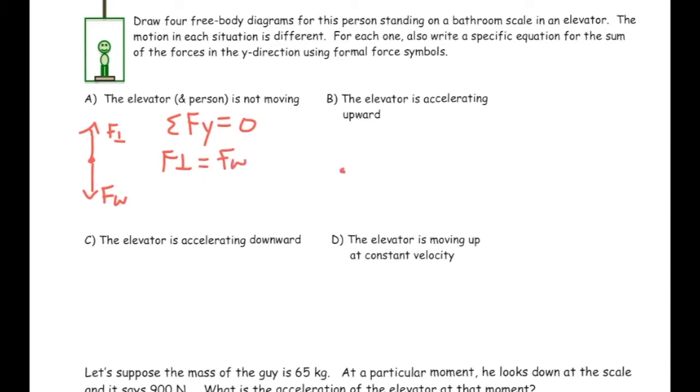When the elevator is accelerating up, there's a small change to the free body diagram. This is now a second law situation, and the upward force must be winning. The Earth is not pulling down on the guy less, so the normal force must be bigger. He would feel heavier, even though he is not actually heavier.